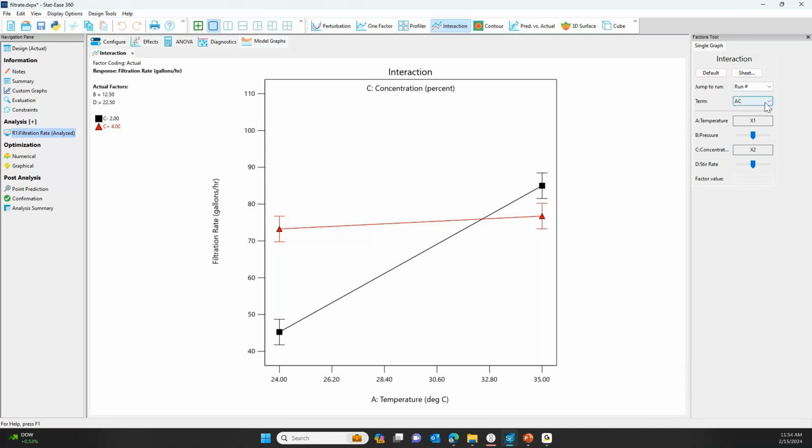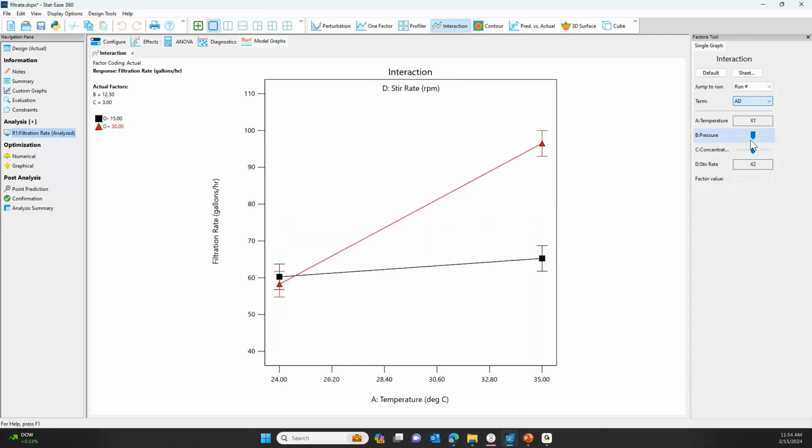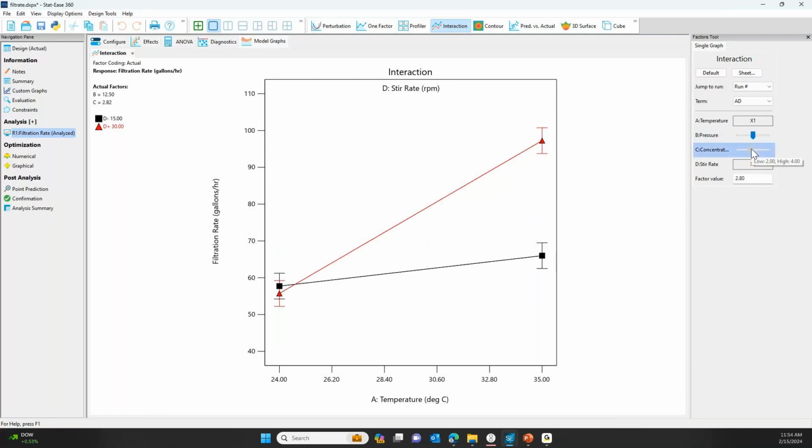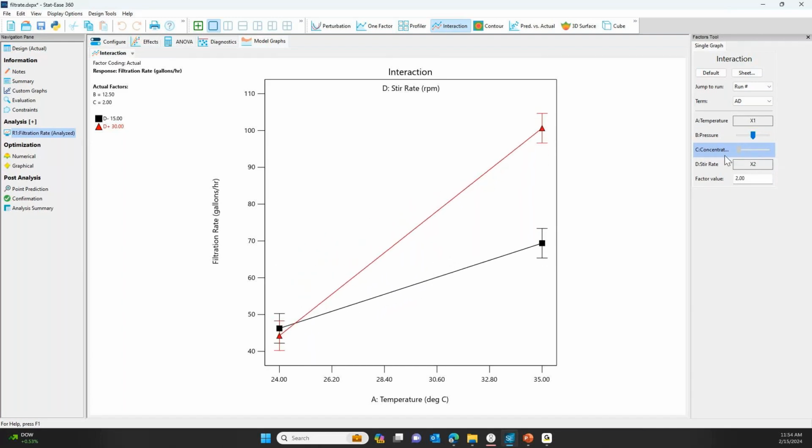And let's take a look at this other interaction plot, the AD. Now let's remember that we like the lower concentration. So, look what's happening as I slide concentration down. I'm liking the high temperature, 35 is beneficial. The stir rate at 30, the red line, is high. We like that. And what's really weird is that if I reduce the concentration, I'm actually getting a higher filtration rate. We wanted to reduce the concentration, so that's nothing but good news.